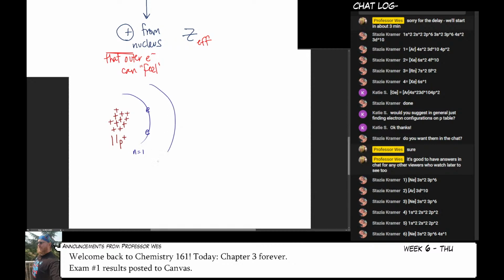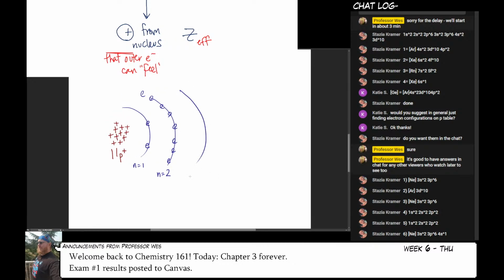And there are 2 electrons in n equals 1. And then I have n equals 2, and there are 8 electrons here. We're not going to really worry about what orbitals they're in, just their energy levels right now. And then we have n equals 3.